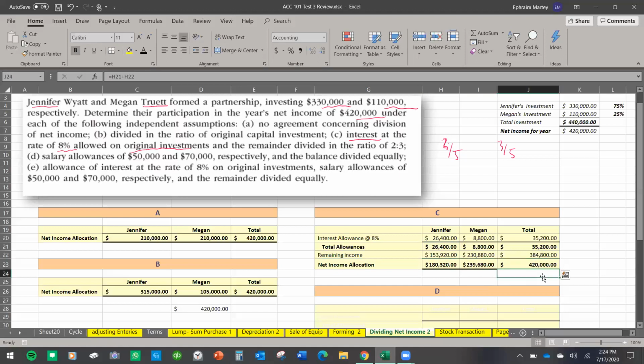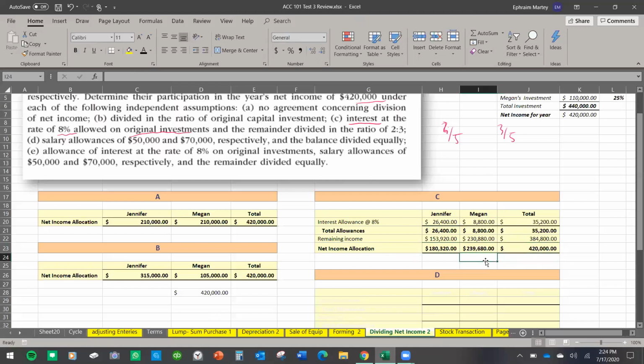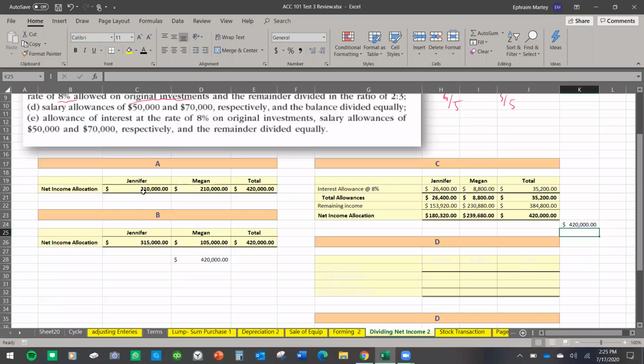And this one should give us 420,000. Yes, it did. Or you can double check by also adding this plus that, and you still have 420,000. So that is how you divide the income based on this agreement. The next scenario, which is D, we are going to give them 50,000 and 70,000 respectively as salary allowance.